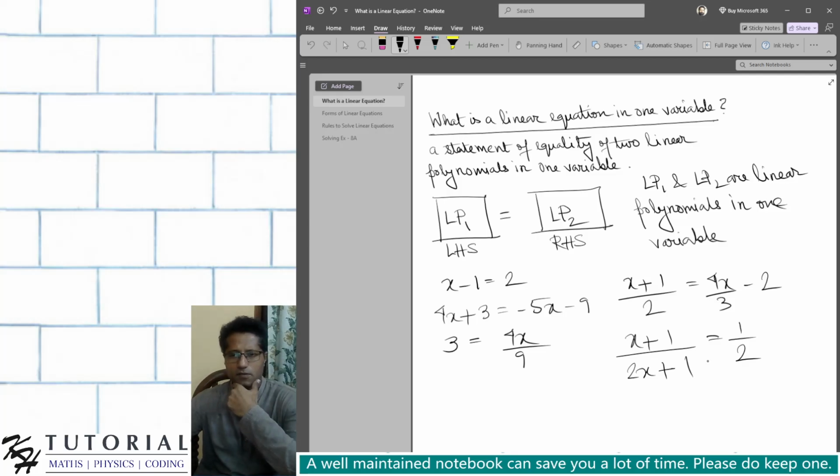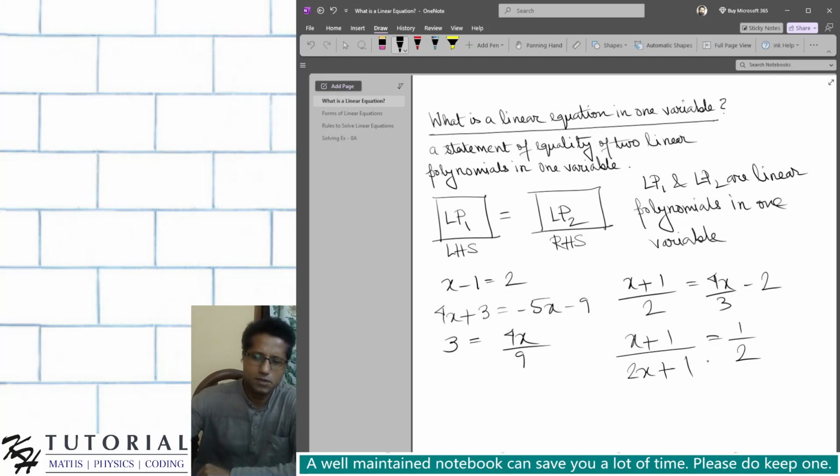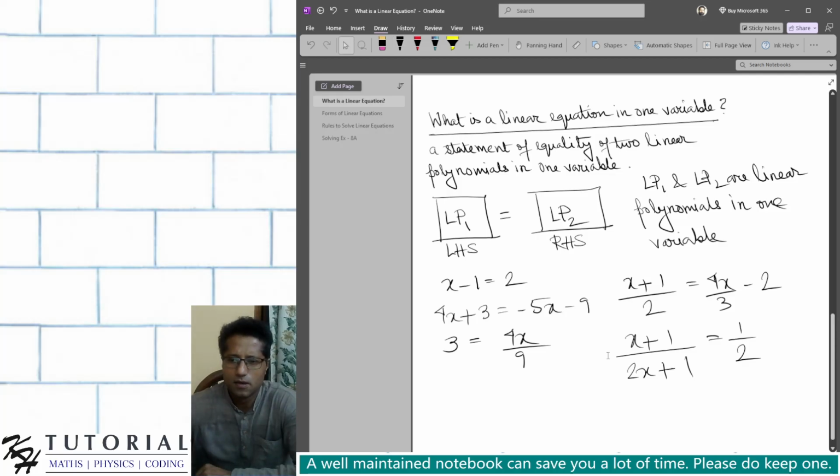I hope it is clear what is a linear equation in one variable. So it is a statement of equality where both the sides, both the LHS and RHS, either both are linear polynomial in one variable, or one of them is a linear polynomial in one variable and the other one is a constant. So at least one of them has to be a linear polynomial in one variable. So this is a linear equation in one variable.